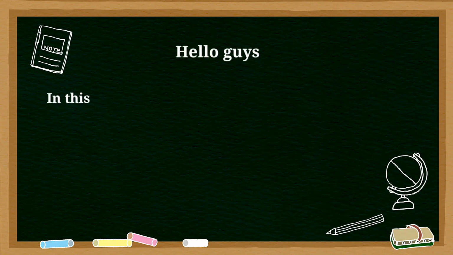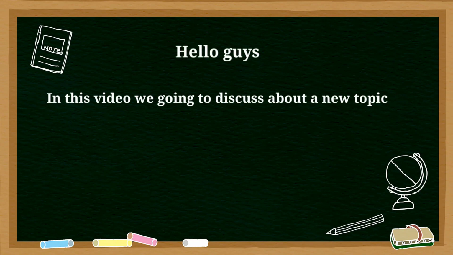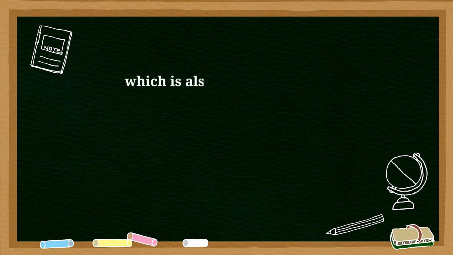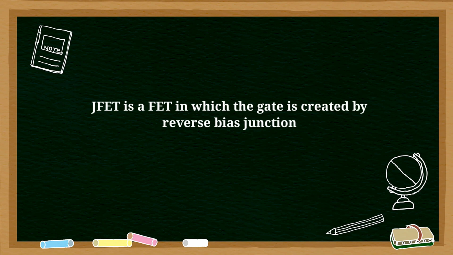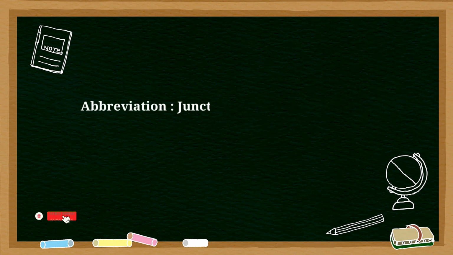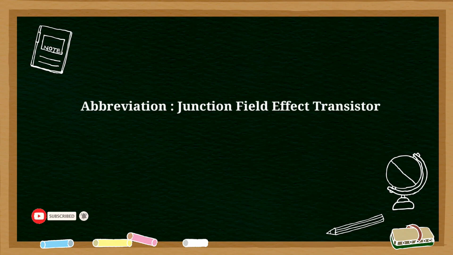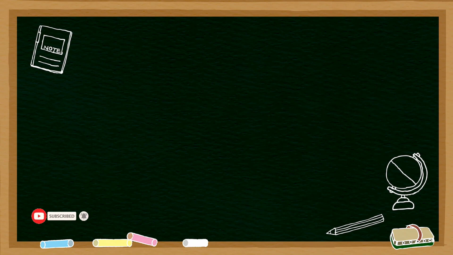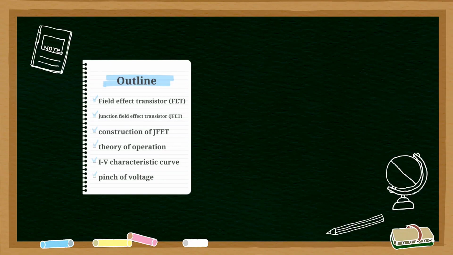Hello guys, in this video we are going to discuss a new topic, JFET. JFET is a FET in which the gate is created by a reverse bias junction. The abbreviation of JFET is junction field effect transistor. Let us see the outline of JFET.